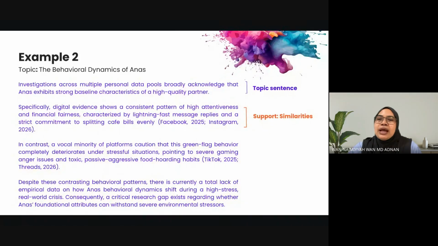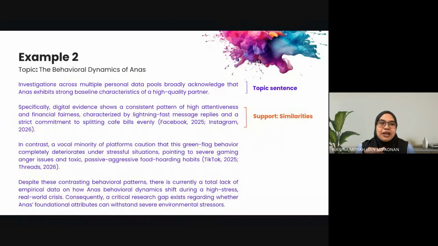And then you identify the similarities. In this case, what are the similarities that you can find? You find the green flags first, right? Specifically, digital evidence shows a consistent pattern of high attentiveness and financial fairness, characterized by lightning fast message replies and strict commitment to splitting cafe bills evenly. So you are using similarities by citing from Facebook, from Instagram, and you can do multi-citations.